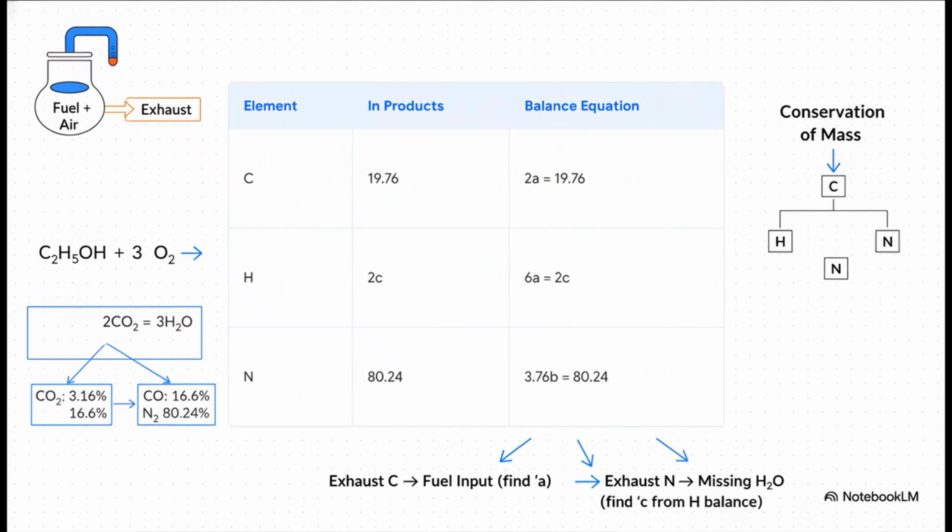To solve this, we can take a look at the combustion of ethanol, for example. By using known dry exhaust percentages like CO2, CO, and nitrogen, and tracking the conservation of mass, we can work backwards to reconstruct the exact air-to-fuel ratio.